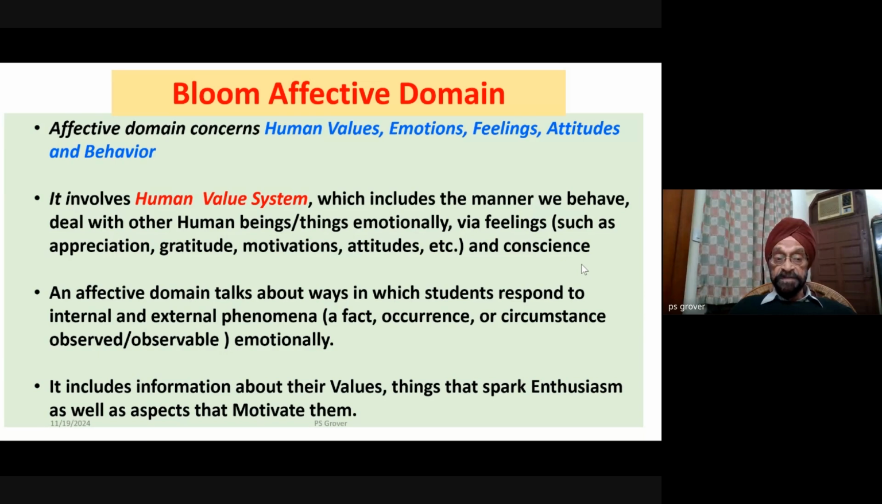When I'm appreciating the work of somebody else, when I am criticizing somebody else, when I am motivating somebody else, I am using my right brain. Please see that. In the right brain, it concerns affective components. So human value is a part of that. Nature has given us a right brain, and Bloom taxonomy's second domain highlights this thing. An affective domain talks about ways in which students respond to internal and external phenomena.